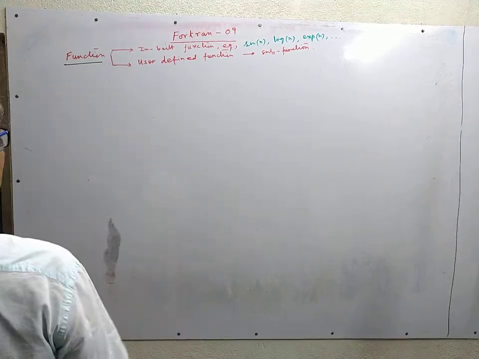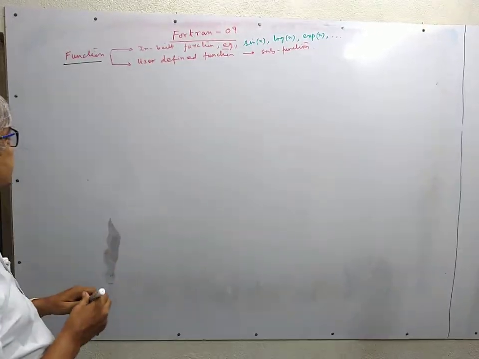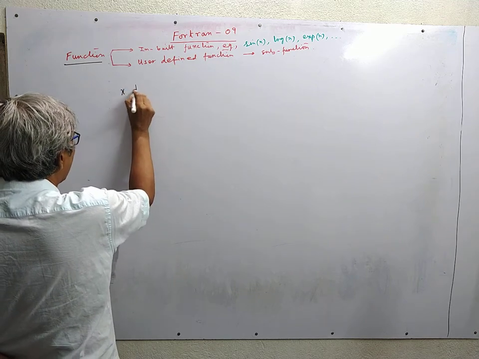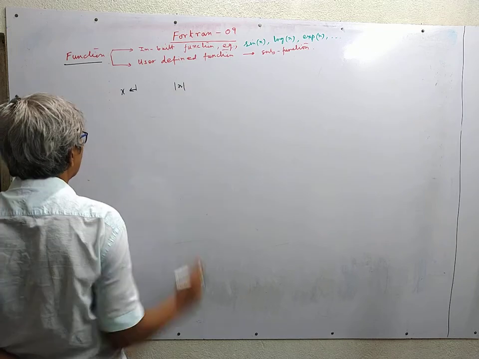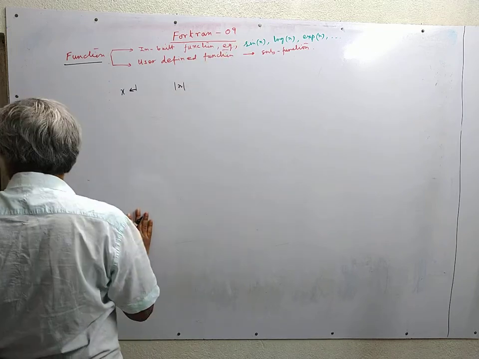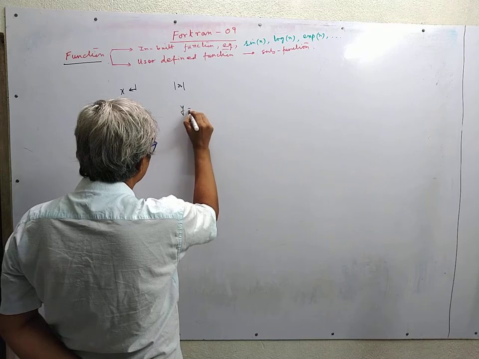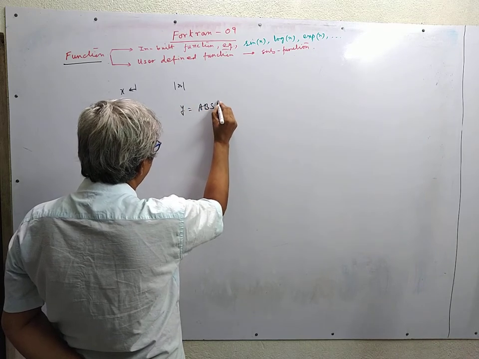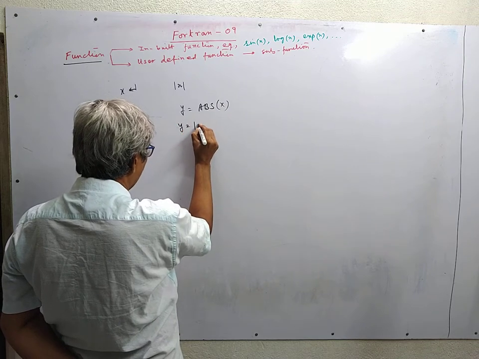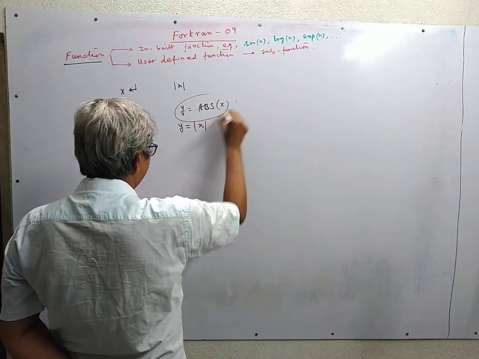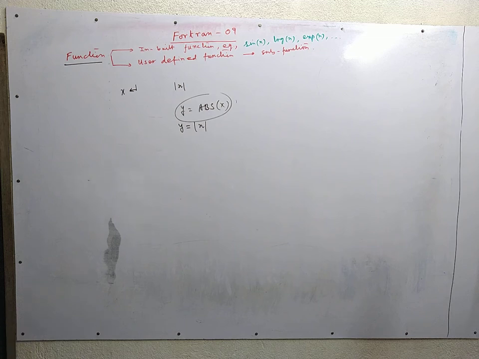These are called user defined functions. As an example, let us consider that we supply x and we need to calculate mod x. Although there is already an inbuilt function there, if we write y is equal to abs of x, it gives you y is equal to mod x. But for the time being, as an example, we consider that we are not going to use this function, and we want to calculate y, the mod of x, given the value of x.